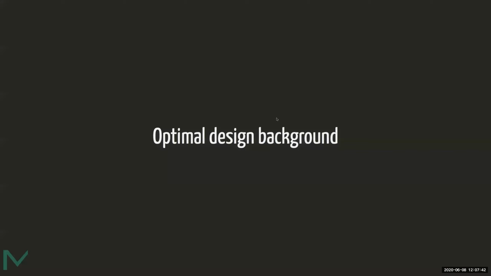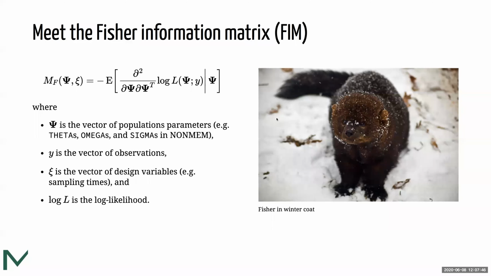So let's start with some background on optimal design. In optimal design, we have a whole bunch of criteria that we can use, but most of them revolve around this one thing. Not the thing on the right. This is a North American mammal called a fisher, which is apparently some kind of relative of the weasel. But we're talking about the thing on the left.